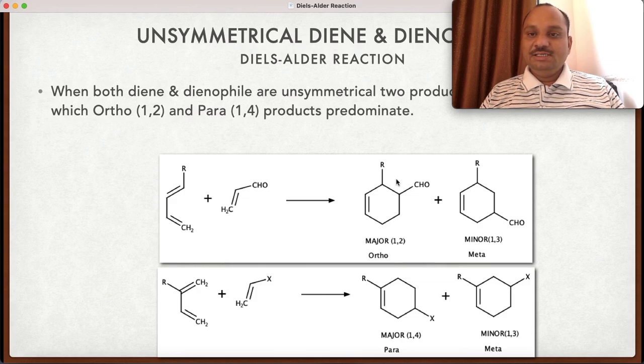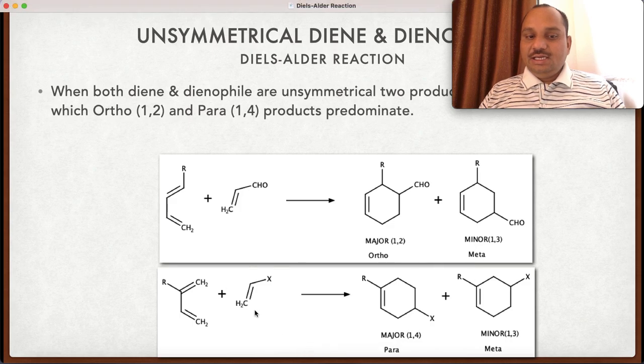The other possibility is that the CHO group may be on this side. On rotation by 180 degrees, the CHO group goes here and there is the formation of the 1,3 substituted product. This 1,2 product is also known as the ortho product and this 1,3 is also known as the meta product. In this case, the 1,2 product, that is the ortho product, is formed in major quantity, while the 1,3, that is the meta product, is in minor quantity.